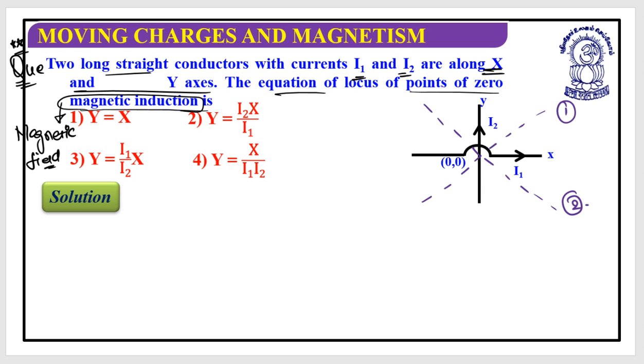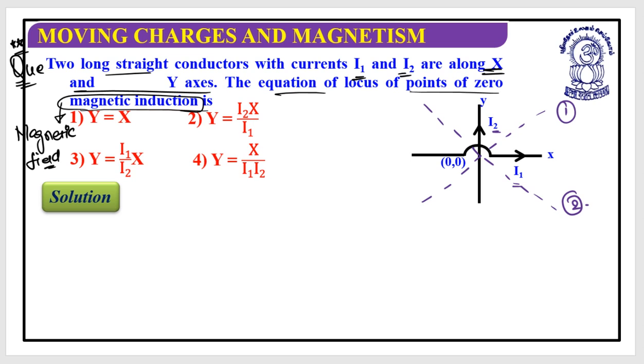I hope this is clear. Is it clear what I am saying? That when two conductors are placed perpendicular to each other, then to find the zero locus, you must understand that the zero locus could be on one of the two diagonals. Other than this, there is no possibility of zero locus. I hope this is clear.